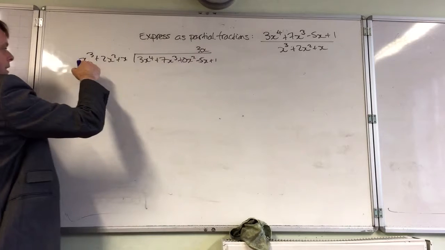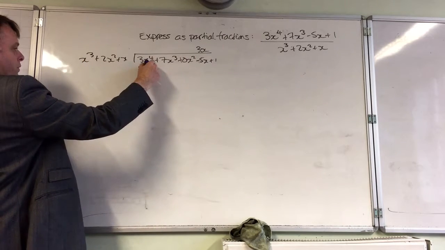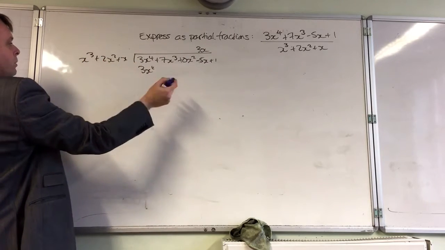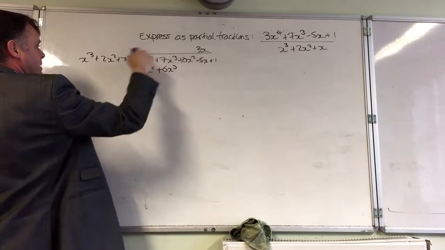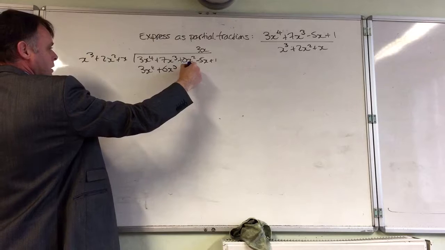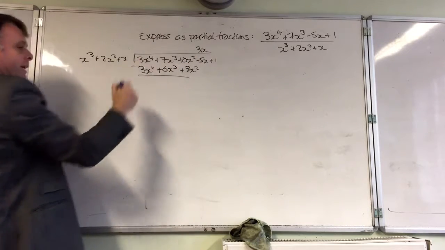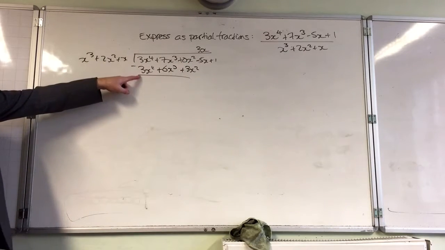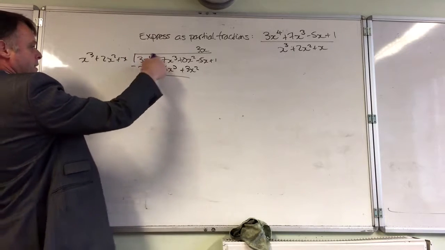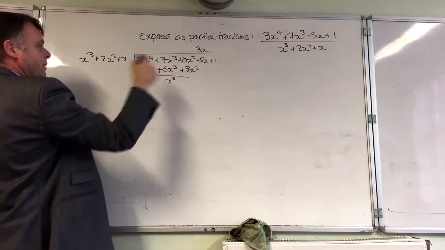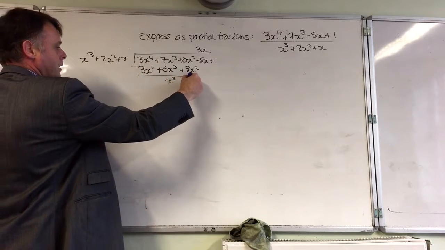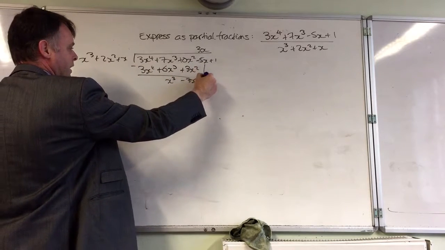Then we do 3x times x cubed, 3x to the power of 4. 3x times 2x squared is 6x cubed. 3x times x is 3x squared. And then we subtract to find the remainder. So that's 0, 7x cubed take away 6x cubed is x cubed, 0x squared take away 3x squared is minus 3x squared. And then we bring down the minus 5x.